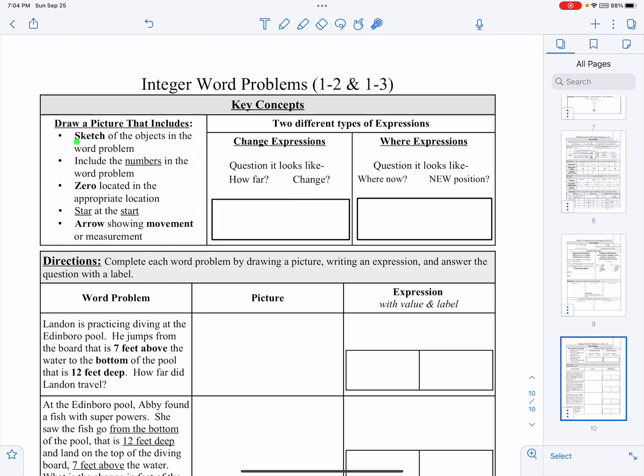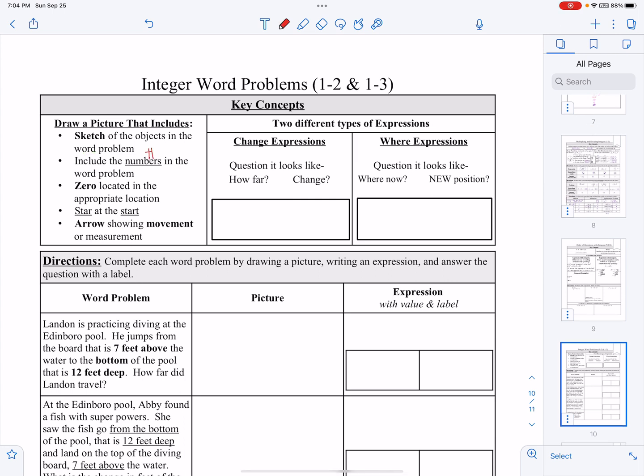You'll start by sketching all the objects in the word problem. Make sure that you include any of the numbers and label those. Your zero will need to be labeled, especially if we're talking about sea level or elevators or things like that. Always label that zero location so you understand what's above positive and what's below negative. Always put a star at the start so you can identify where you began, and then use arrows to show movement up, down, left, or right.